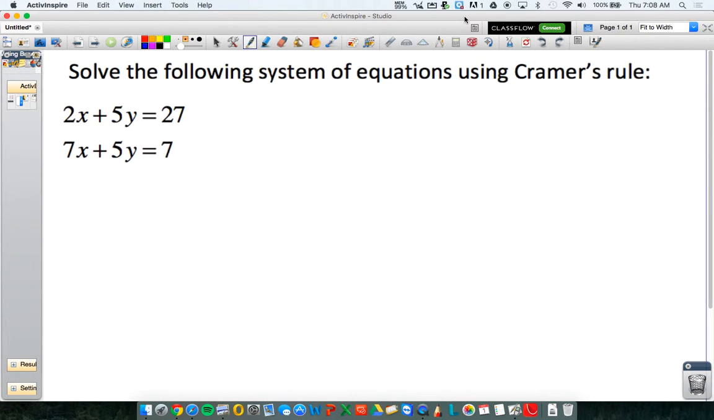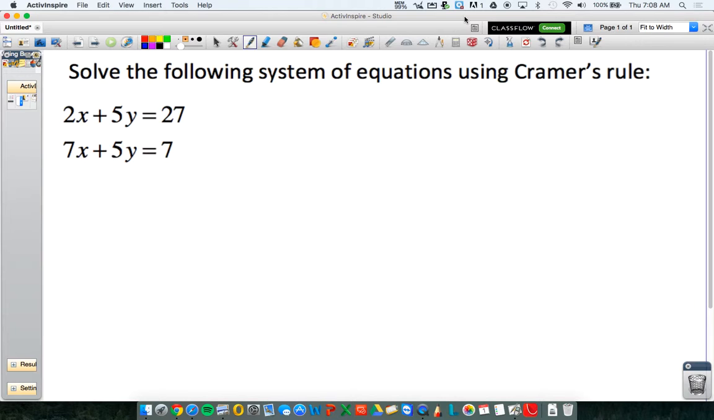Alright, here is a question where it's asking you to solve a system of equations using something called Cramer's rule. Cramer's rule is a way of using determinants of matrices to solve for unknowns. Now, this is a 2 by 2 system because you have two unknowns. You have two equations in the system, so it's a two-variable system. And you can create 2 by 2 matrices to work with this system.